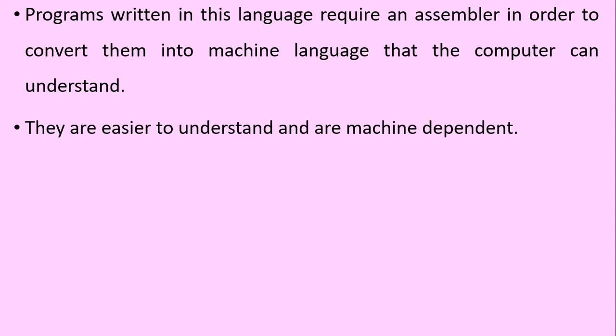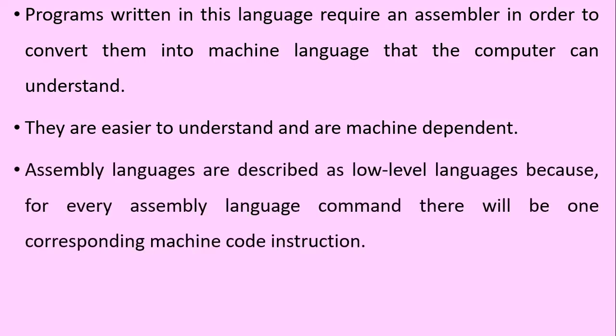They are easier to understand and are machine dependent, just as is the case for the first generation languages. This simply means that a program can only be installed and can only work on the specific machine that it was developed for. Assembly languages are described as low-level languages because for every assembly language command, there will be one corresponding machine code instruction.